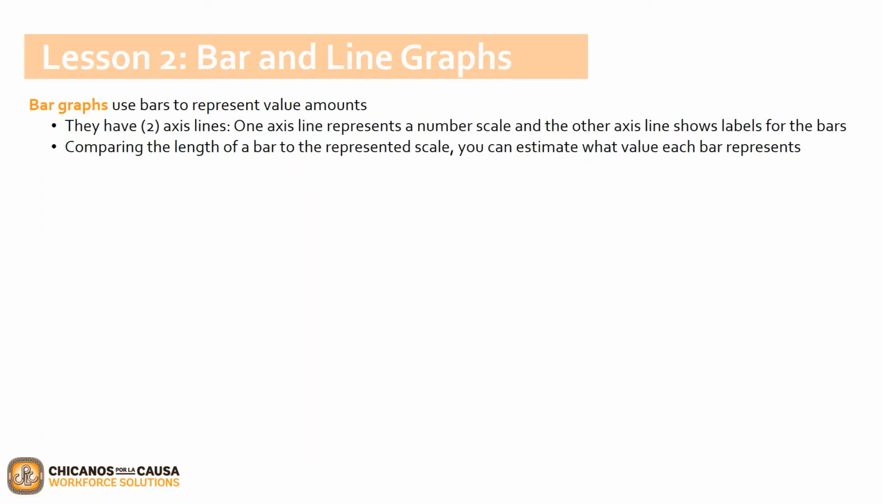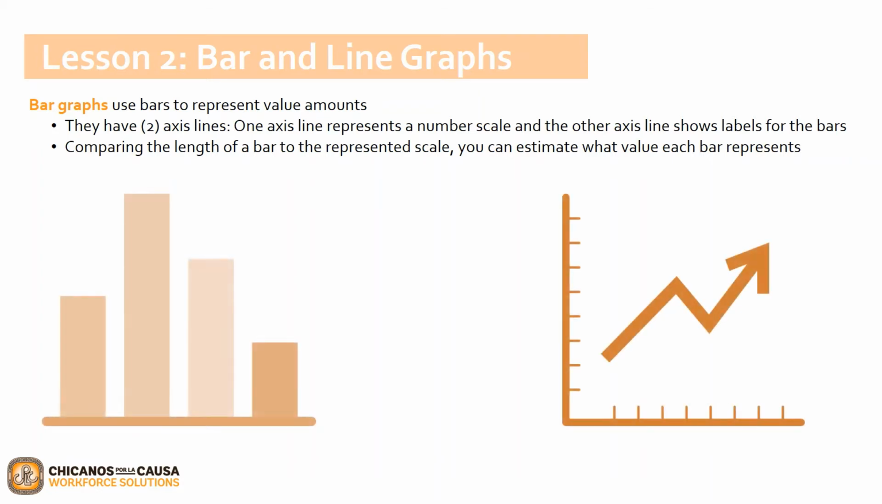So bar graphs have 2 axis lines. One axis line represents a number scale, and the other axis line shows labels for the bars. Therefore, by comparing the length of a bar to the represented scale, you can estimate what value each bar represents. So when we talk about axis, we're talking about 2 different lines. We have a vertical axis and a horizontal axis. Let's look at an example so you can see that a little bit clearer.